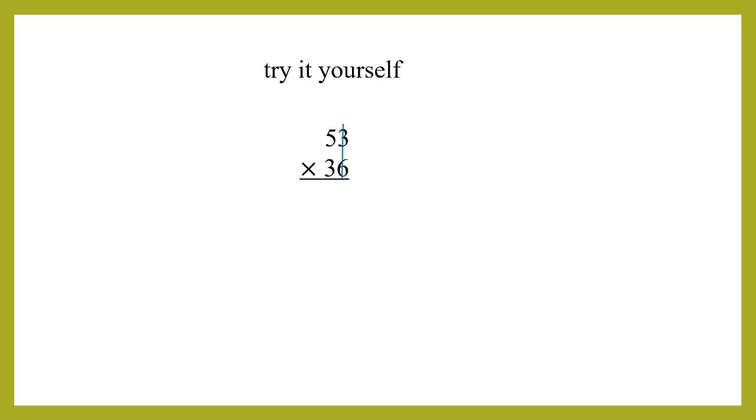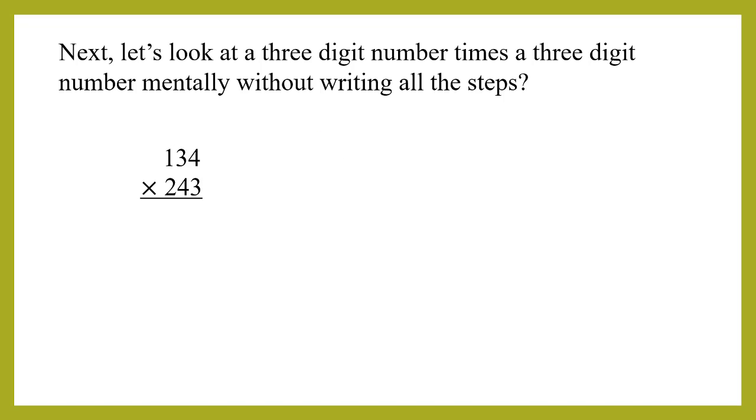All right, we take 6 times 3, which is 18. So we write the 8 in the answer, regroup the 1. Now we want to do our tens. So we take 6 times 5, 3 times 3. So we have 30 plus 9 is 39, plus the regroup makes it 40. Write 0 in the answer, regroup the 4. Now we want to come up with hundreds. 3 times 5 is 15, plus the regroup of 4, you get 19. So our answer is 1,908. Were you able to do that answer?